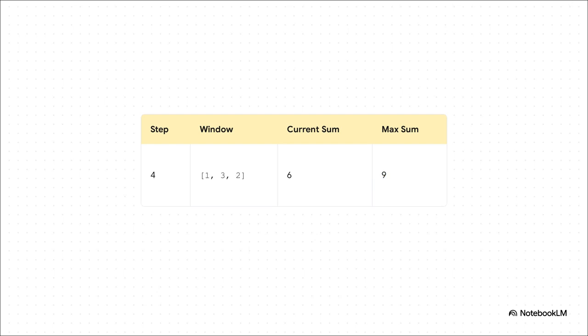And for our very last slide, the 5 gets dropped and the 2 gets added. Our sum is 6. Not bigger than 9, so our max stays right where it is. We've hit the end of the array, so our work here is done. And there it is. The maximum sum of any 3 numbers in a row is 9. See how efficient that was? By just sliding and making tiny updates, we found the answer without ever recalculating the whole sum each time.